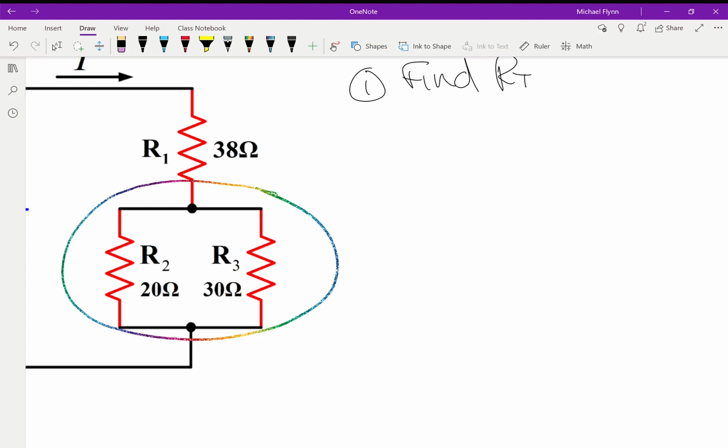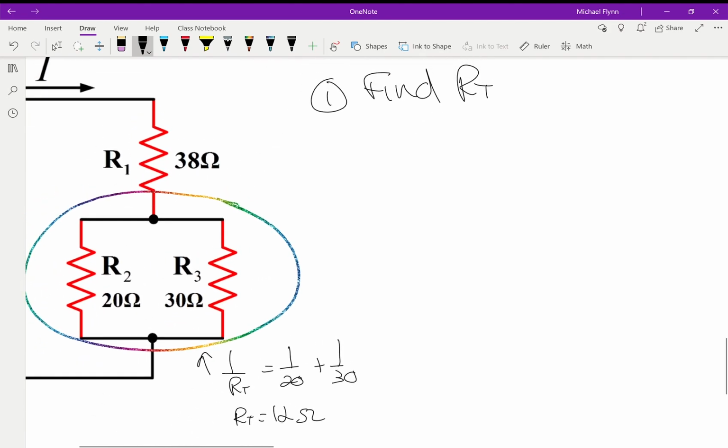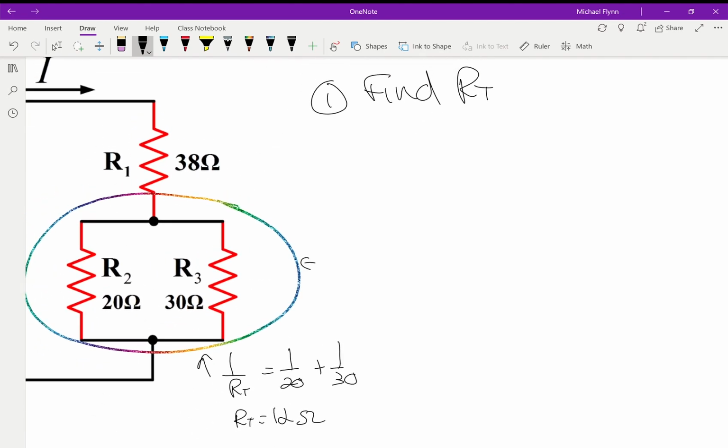So we've done step 2, so now step 3, we find the total resistance of this section here. It's not for the whole circuit, so 1 over RT will equal 1 over 20 plus 1 over 30. I take out my calculator and find that total resistance. Long story short, I get RT is 12 ohms. So now we've found the total resistance here. What I've circled is 12 ohms.